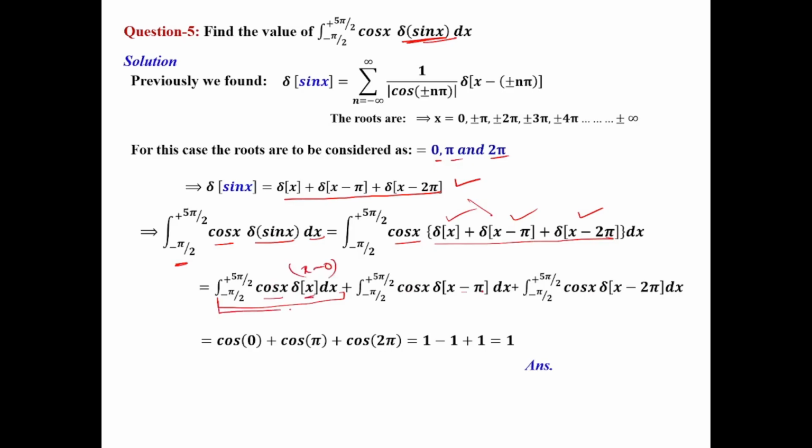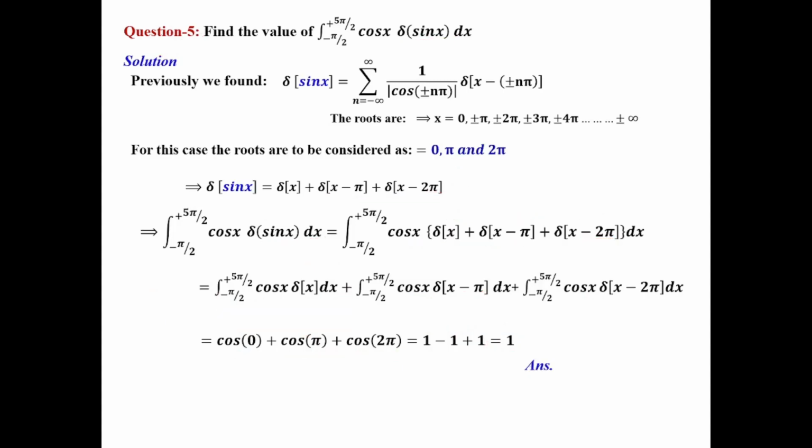So this integration value by using the fourth property, how much we can get? Here cos 0, f of a, that means delta. Just consider the fourth property. This is f of x, so f of 0 means cos 0. Here f of a means pi, cos pi. Here f of a means cos 2 pi. Cos 0 value is 1, cos pi value is minus 1, cos 2 pi value is 1. So the answer will be 1. This is the most important question from your exam point of view.